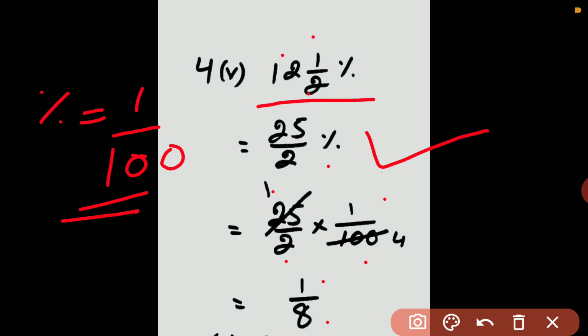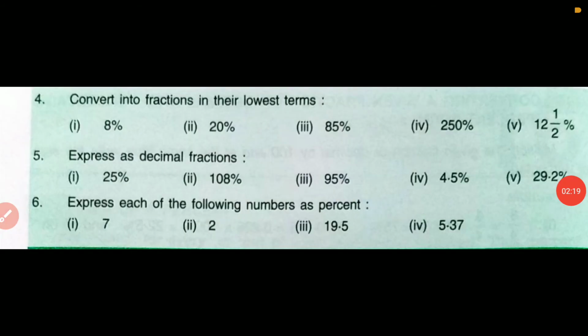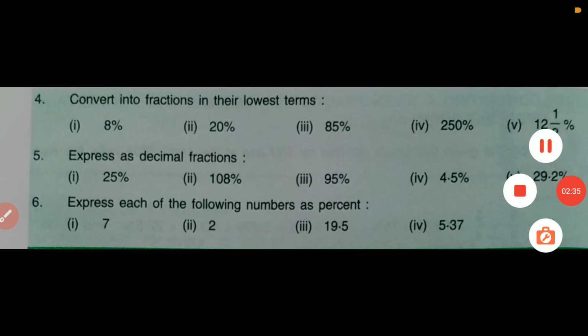Now we can go to the next question, which is question number 5. Question number 5 reads as express as decimal fractions. In the previous sum we had converted percentage into fractions. Now we need to convert the percentage or the percent into decimals. Let us see how it is done.